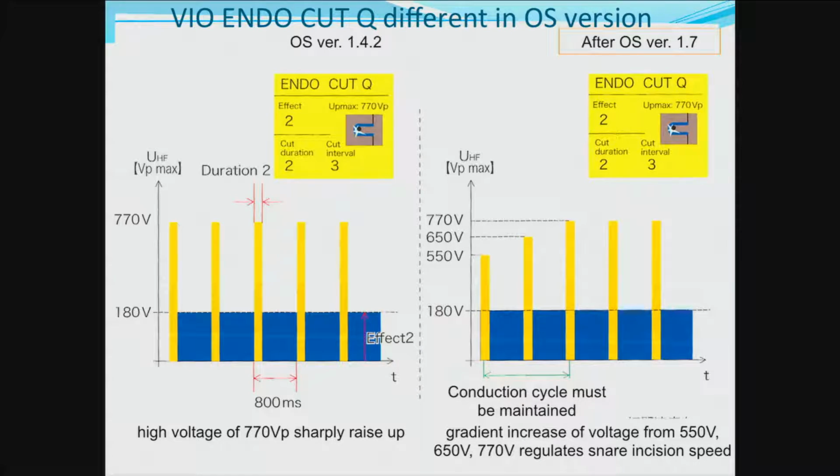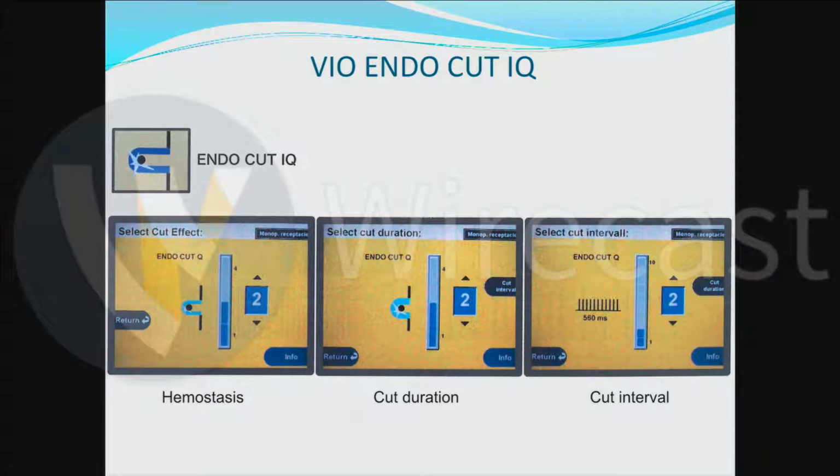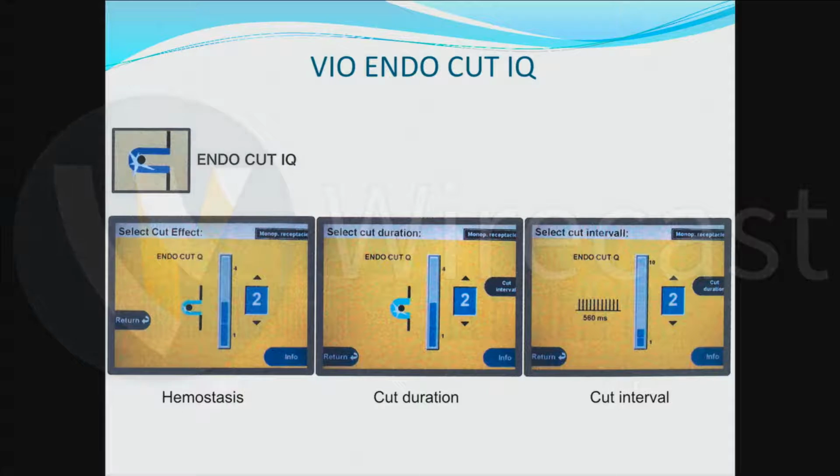At the start of arc discharge, the voltage is maintained to maximum, and the discharge is also maintained under proper electric current. End cut IQ has utilized hemostasis, cut duration, cut interval, and hemostasis is regulated by 4-level cut effect, incision period by 4 level, and interval by 10 level.